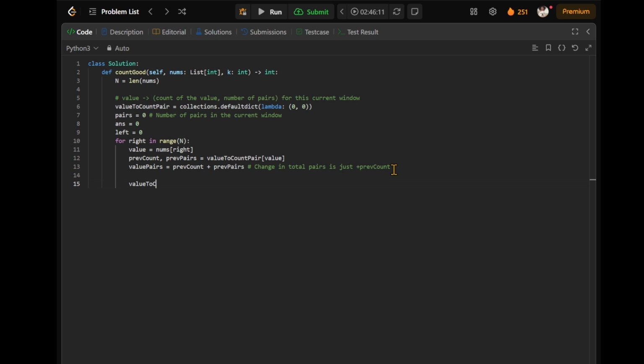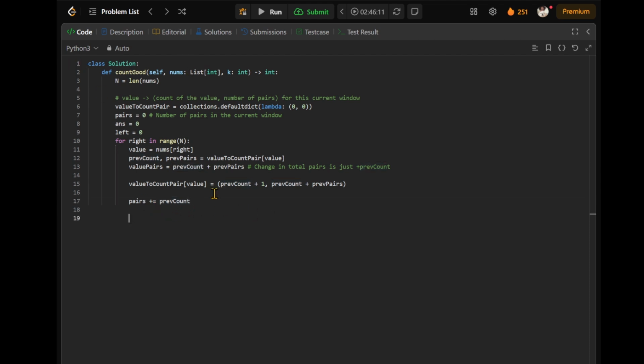Now we update the hash map for this value with the new count, which is +1, since we just got another one of the same value, and the number of pairs is equal to what the previous count of pairs was plus the previous count, and the number of pairs in this window is just plus what the previous count was.